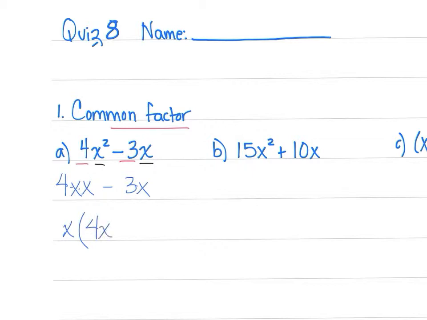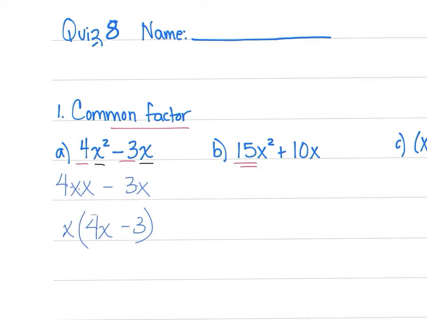X times 4x would give you 4x squared, right? If we were to distribute that back out. And x times negative 3 would give you negative 3x. So that is your answer. That's it. Same strategy on the next one.